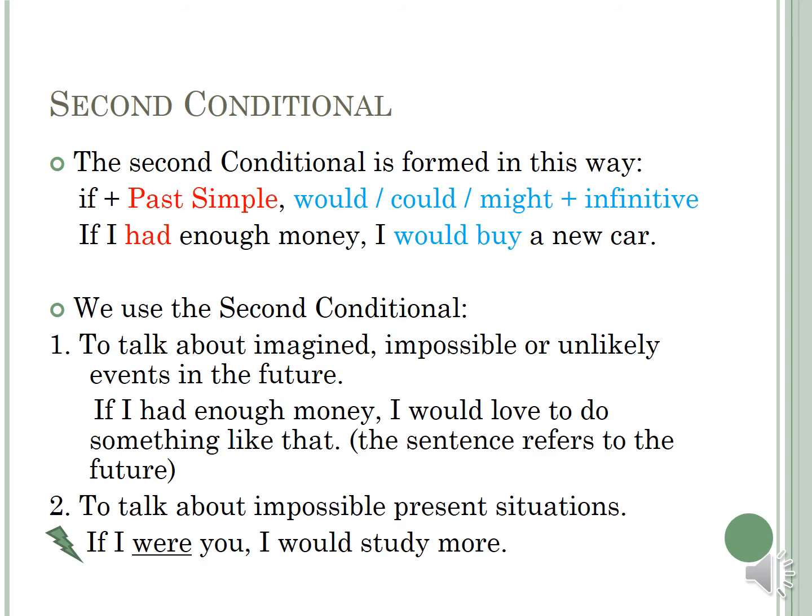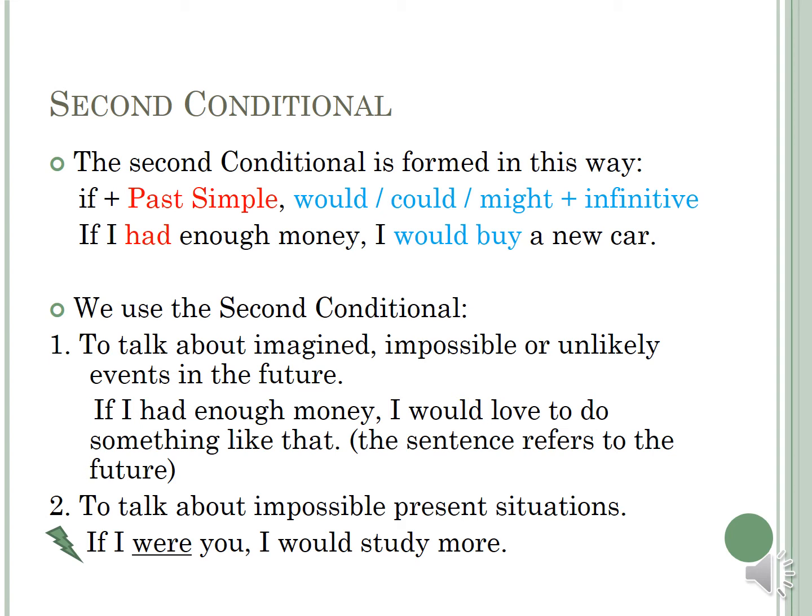Second conditional. The second conditional is formed in this way: if plus past simple. Result clause, would, could, might plus infinitive. If I had enough money, I would buy a new car. But I don't have enough money to buy a new car. Remember, in the second conditional, we use past simple to show that this is an unlikely condition, a condition that is unlikely to happen, and not to show a past action.